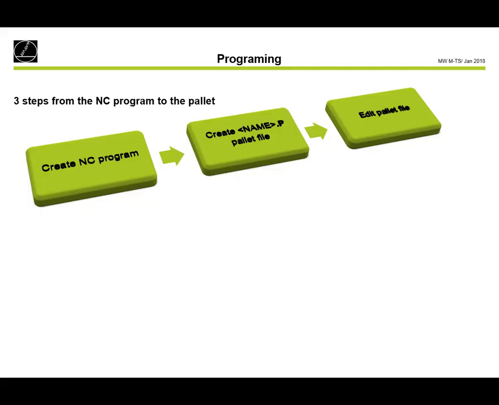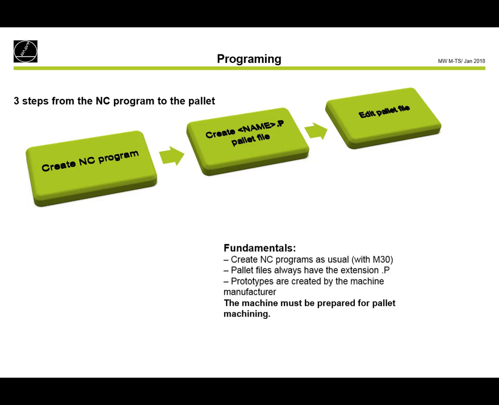So how can we program these pallets? At first we create the normal NC program, and this program we then combine together with the pallet file. After the pallet file creation I edit the pallet file to bring in the NC programs, the presets and everything else. The NC programs could be normal NC programs, with M30 at the end, a normal NC program that we are using normally for our machining.